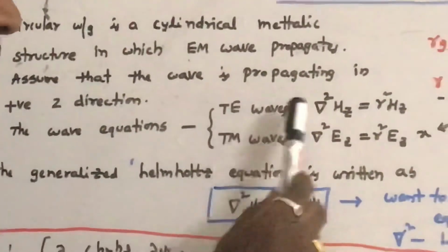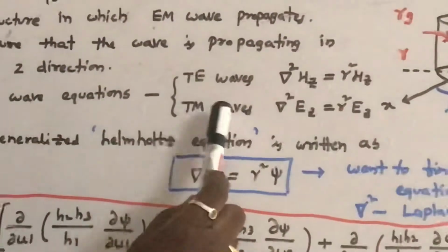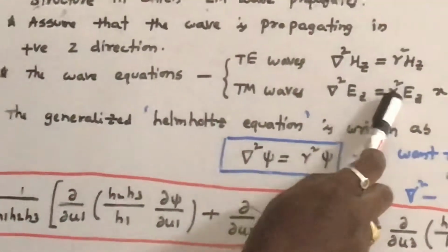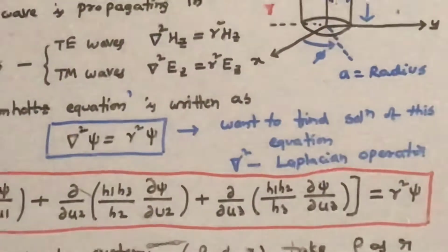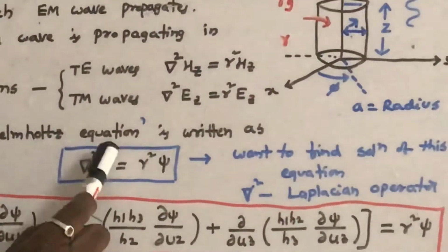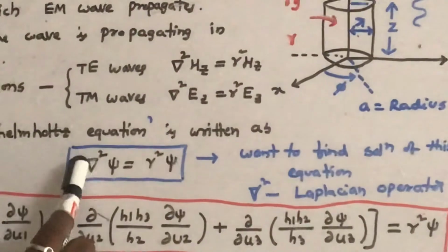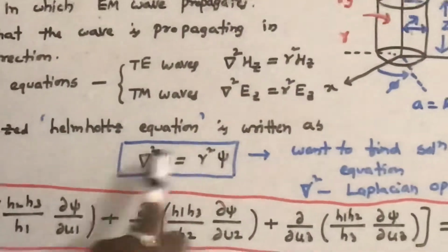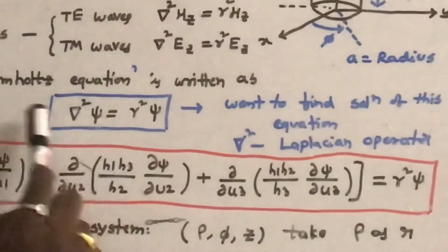Meanwhile, remember for TE waves the wave equation is del square Hz equals gamma square Hz, and for transverse magnetic waves, del square Ez equals gamma square Ez, where gamma is the propagation constant of the medium. Del square is called the Laplacian operator. In general, in place of Ez and Hz we take a general term represented as psi. So these two expressions are written as the Helmholtz equation, del square psi equals gamma square psi. Our objective is to find the solution of psi.